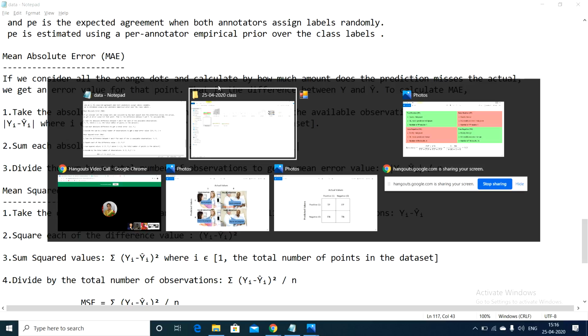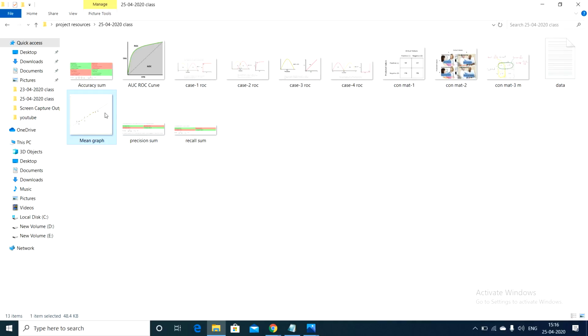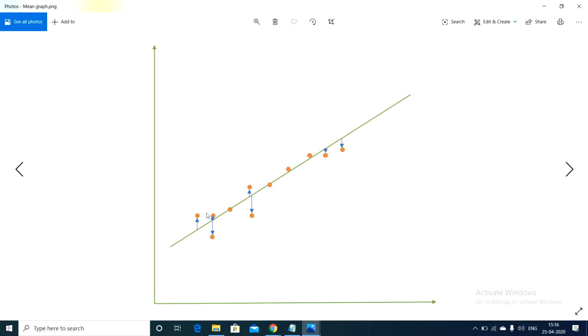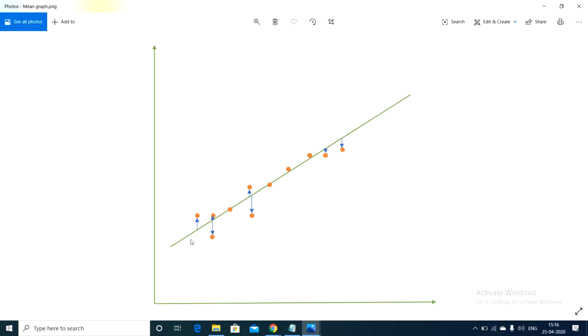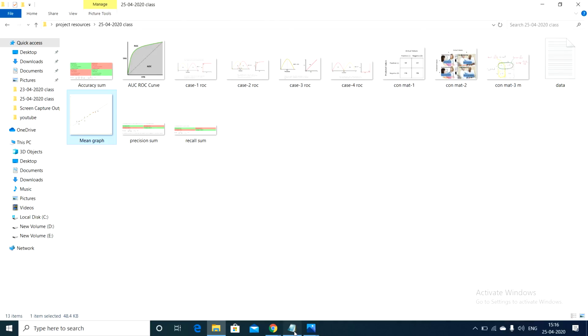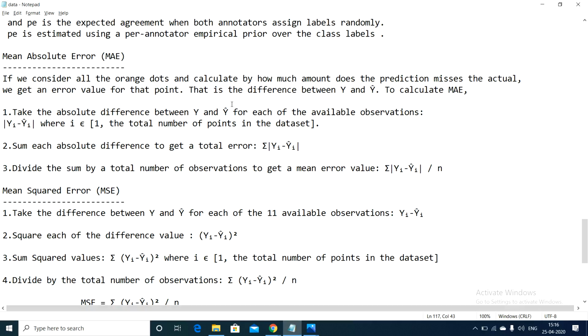Let me show you the graph one more time. See here, this is a point where I think this is a cursor. This is an actual value, whatever you want. This is the predicted value. The difference between them is an error. That is what we are saying here: the difference between y and y dash.